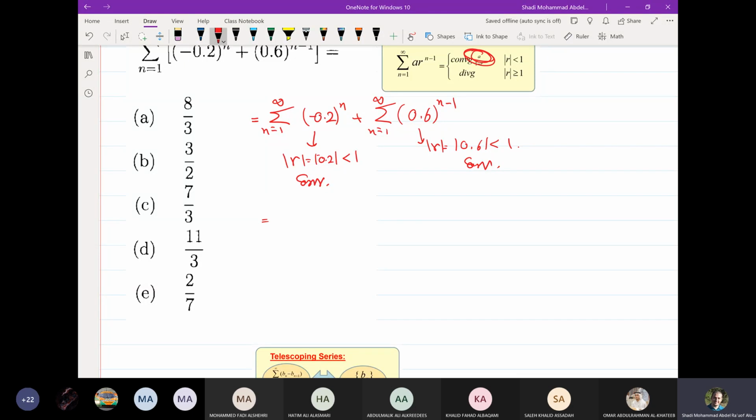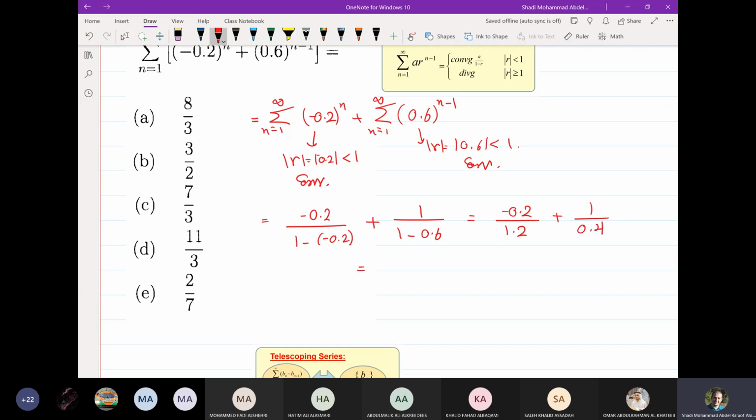So a will be what? The first term. At n equals 1, the first term will be minus 0.2 to the power 1, which is minus 0.2, divided by 1 minus the ratio, minus minus 0.2, plus the second term. What is the first term? It will be 1, exactly. It will be 1 over 1 minus 0.6, since 0.6 to the power 0 is 1. So the sum will be minus 0.2 over 1.2 plus 1 over 0.4, right?